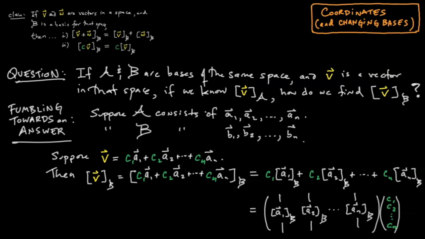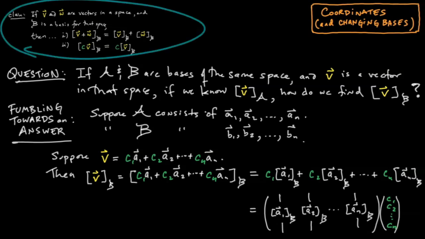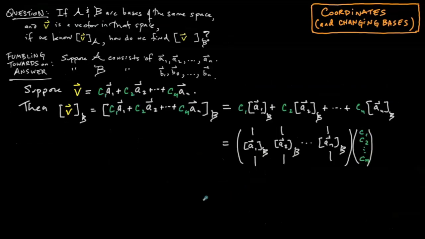And I'm running out of room here at the climax. So now that we've used this ladder to climb up onto a platform, let's throw it away so that I can clear out some space. That's better. Anyway, we have that V's B coordinates are given by this matrix vector product.